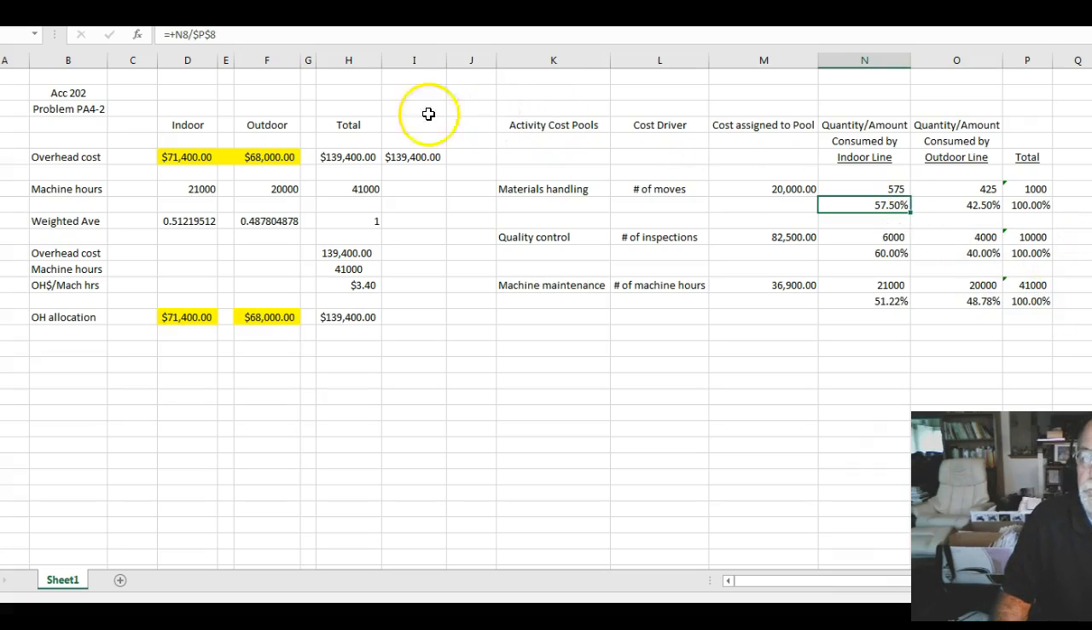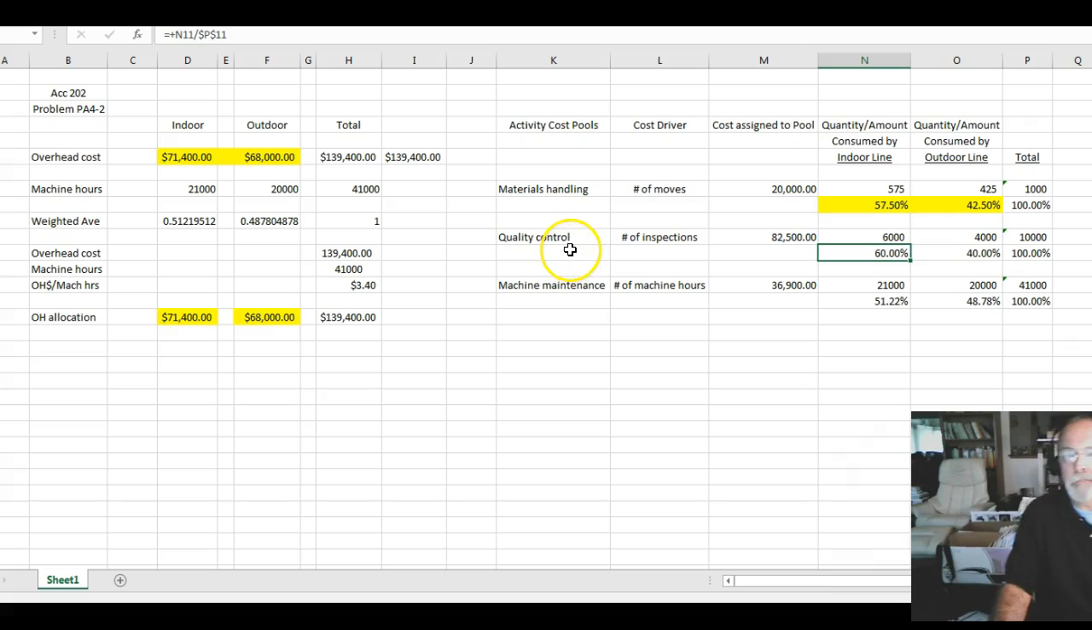So the proportions for, what is it asking for again? The proportions assigned, the proportions for each cost pool activity. So cost pool being materials handling, the activity being number of moves. The percentage for indoor is 57.5%. Percentage for outdoor, 42.5%.